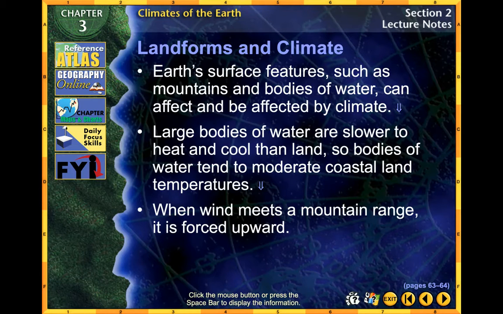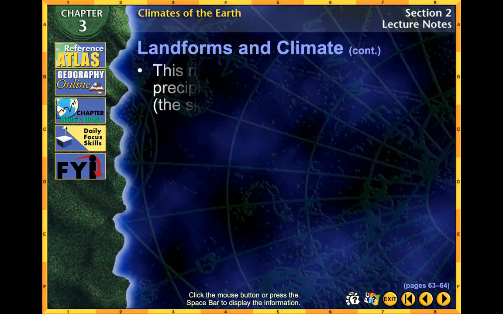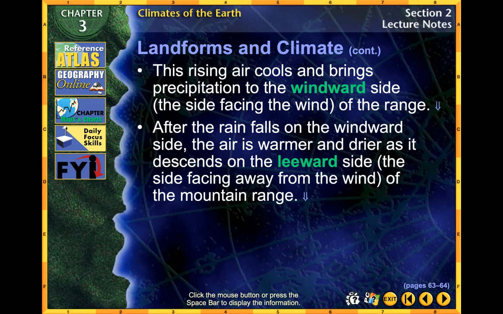Now, mountain ranges also influence precipitation and affect climate. Winds that blow over an ocean are pushed upward when they meet a mountain range. The rising air cools and releases most of its moisture in the form of precipitation on the windward side, so the side of the mountain facing the wind. Okay?